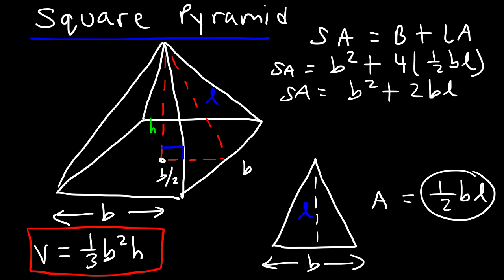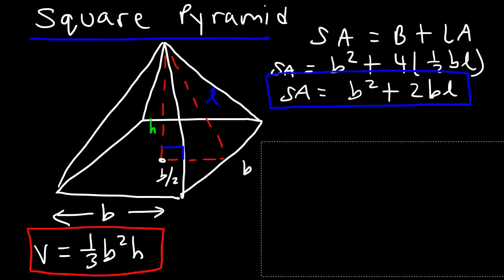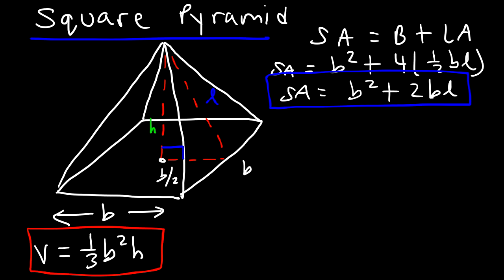So this is the surface area of a square-based pyramid. It's b squared plus 2bl, where L is the slant height. Now how can we calculate the slant height? Let's focus on this right triangle. And so c squared is equal to a squared plus b squared, according to the Pythagorean theorem.